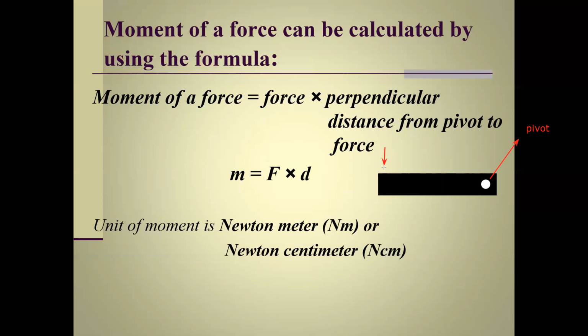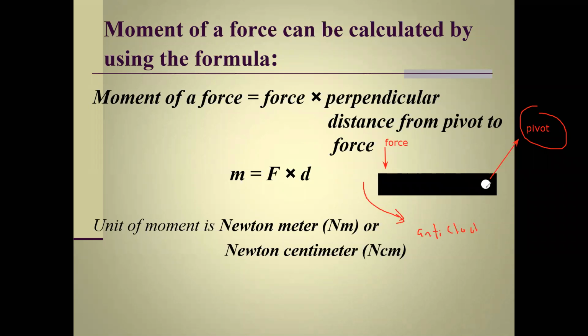So we apply the force on this object. What we observe is that the object rotates. Which direction is this object rotating, clockwise or anti-clockwise? This is anti-clockwise. The point around which the object can rotate is called the pivot.